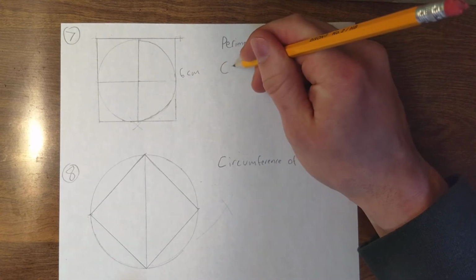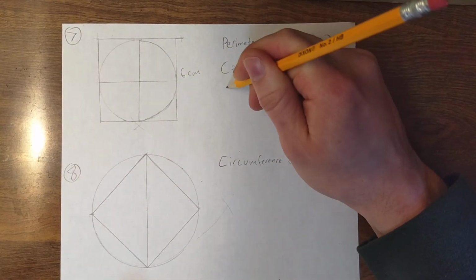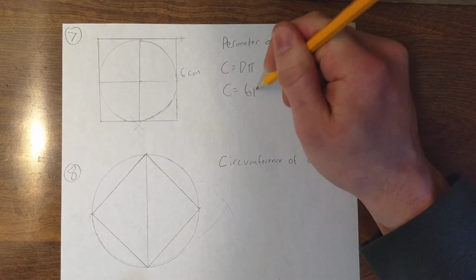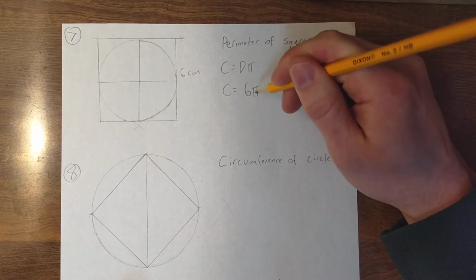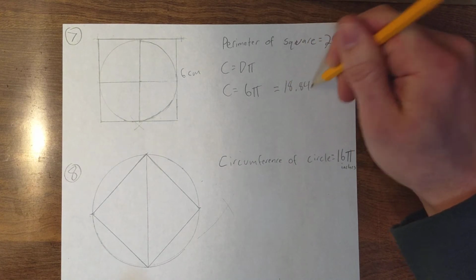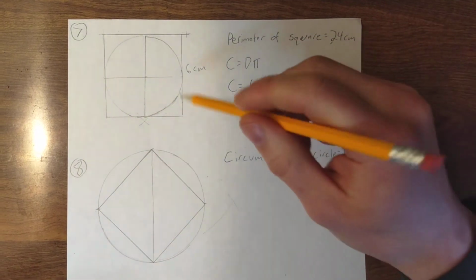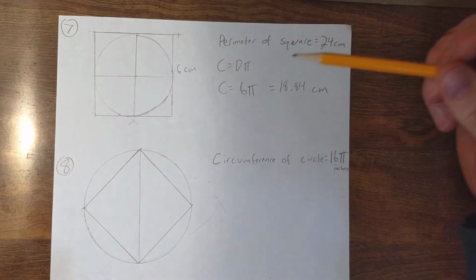So circumference equals diameter times pi. So 6 is the diameter, so the circumference equals 6 pi, or if you wanted to use 3.14 as pi, it would be 18.84, and our units is centimeters. So the hard part of 7 is just figuring out what the picture looks like.